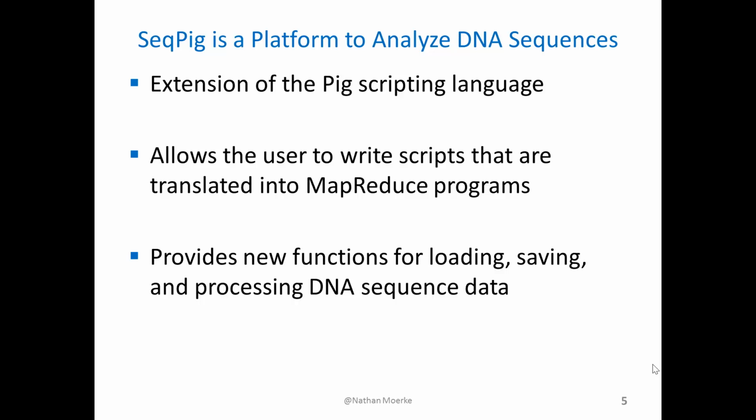This brings me then to the final project which I'm demoing in this presentation, and this is an implementation of SeqPig, which is a platform designed to analyze large DNA sequence files. SeqPig is, as you can imagine, an extension of the Pig scripting language. It allows a user to write scripts that are translated into MapReduce programs without worrying about the fine details of the implementation of MapReduce programming. In the case of SeqPig, it extends standard Pig by providing new functions for loading, saving, and processing DNA sequence data.